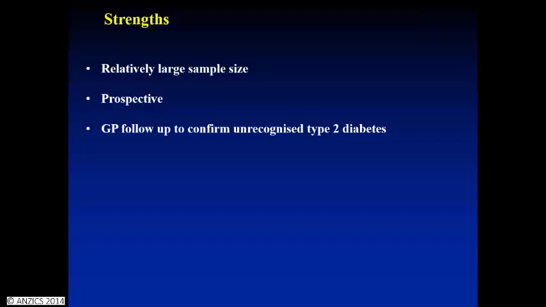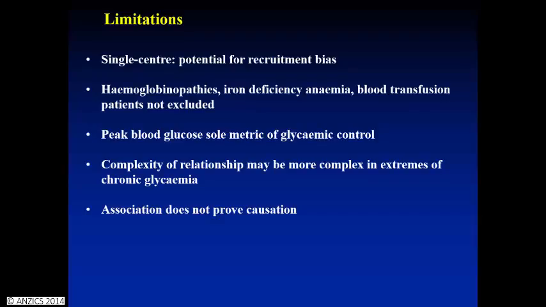So strengths of this study, it is a relatively large sample size, and it is the first prospective study to accurately define the prevalence of unrecognised diabetes and stress hyperglycemia in the critically ill, particularly as we confirmed with the GPs of our 55 unrecognised diabetics that that diagnosis had not been made.